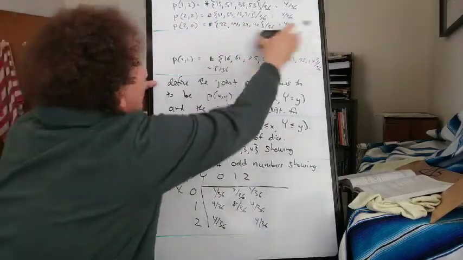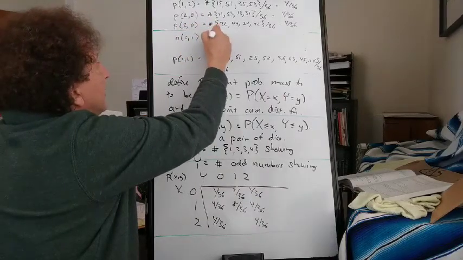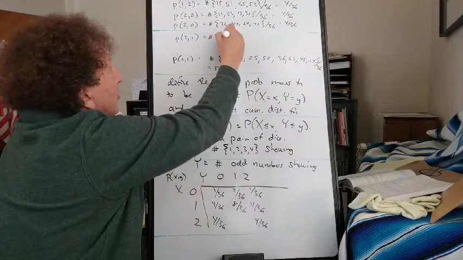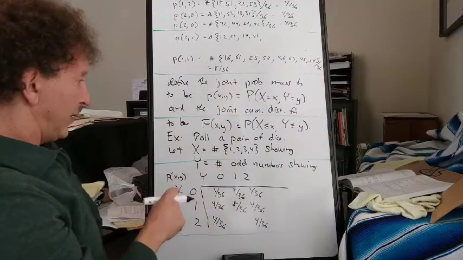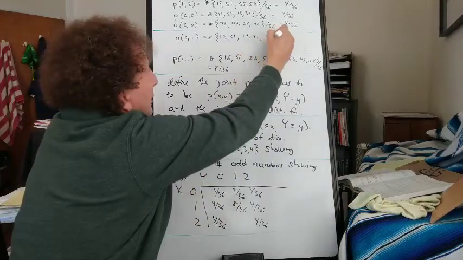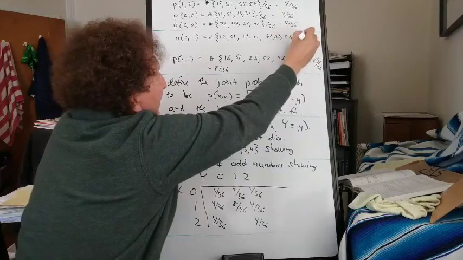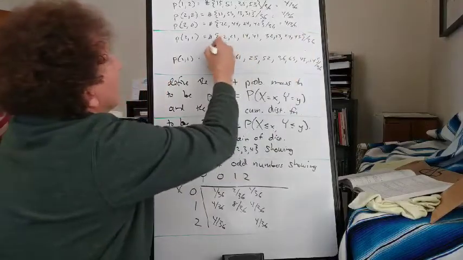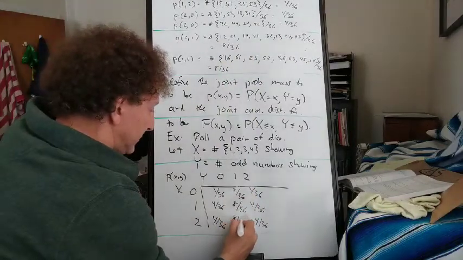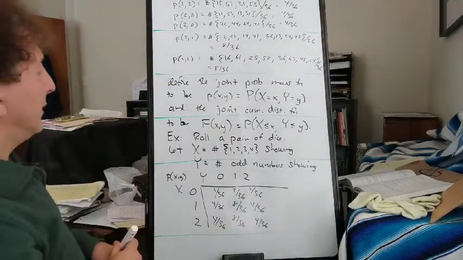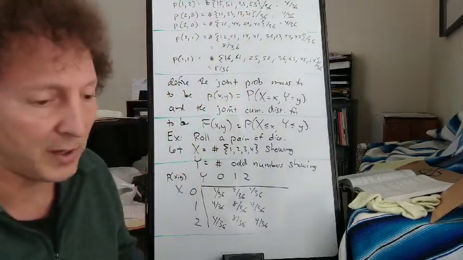P of 2, 1, the probability that we get two numbers in the range 1 to 4, exactly one of which is odd, is, so we could have 1 2, 1 4, if 1 is the odd number, or we could have 3 2, or 3 4, if 3 is the odd number. So that's what, 8? 1, 2, 3, 8 over 36. So this table gives us the probability mass function for the joint distribution of x and y.